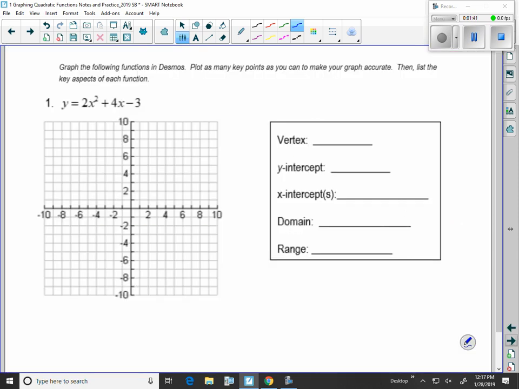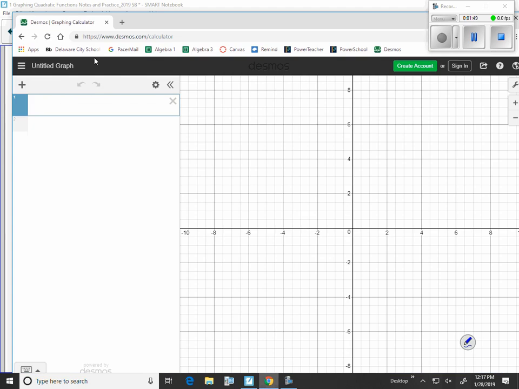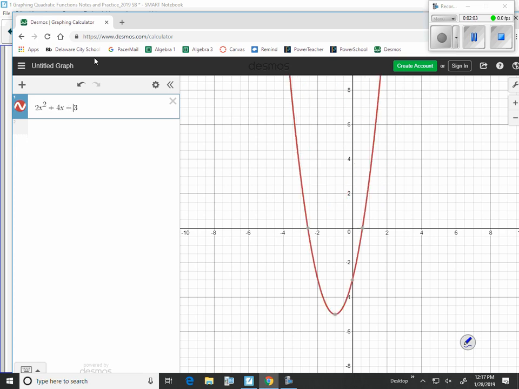So what I want you to do, go in Desmos. Put in number 1 into Desmos: 2x squared plus 4x minus 3. Did I put this in right? 2x squared plus 4x minus 3. It's a red line. Why are the lines different colors? If you put in multiple lines, it will do a different color for each line.